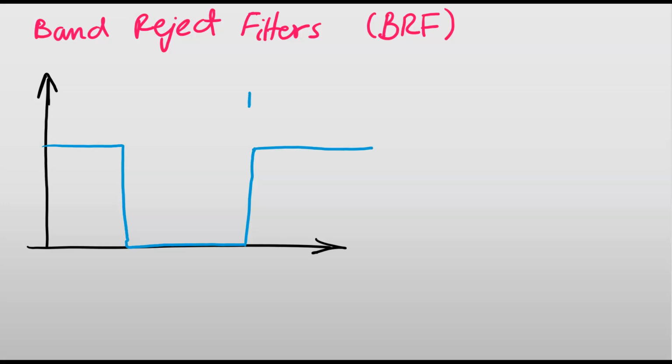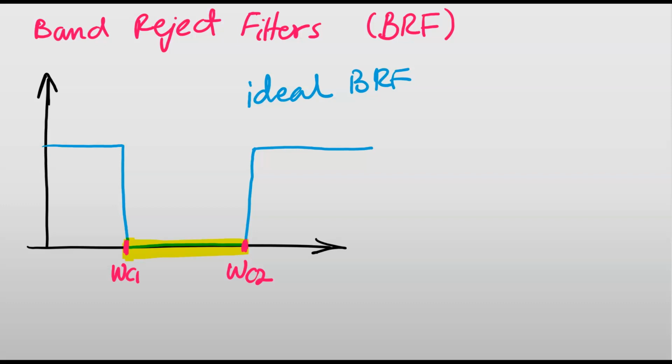So this is an ideal band reject filter, which is rejecting the frequencies in the middle band, and it will pass all the frequencies that are outside of this middle band, which has a range from omega C1 to omega C2. So this is my lower cutoff frequency and this one is my higher cutoff frequency.